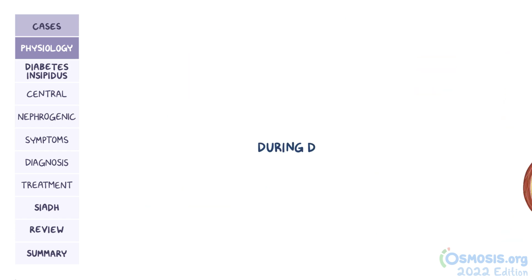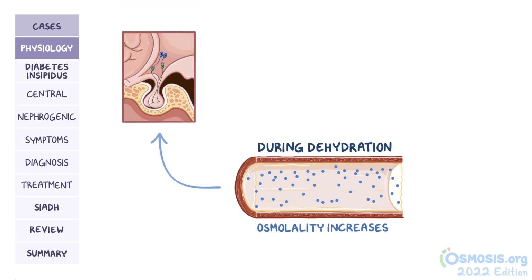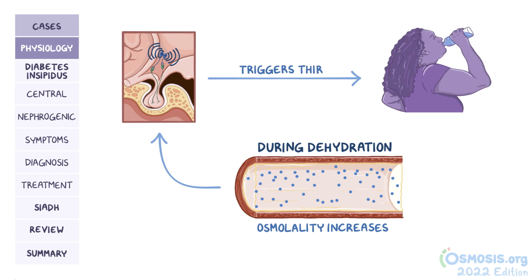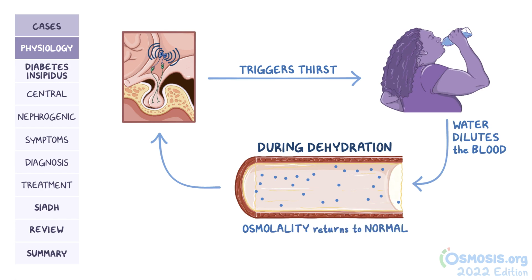Now, during periods of dehydration, there is an increase in concentration of these particles in the blood, and osmolality increases. The osmoreceptors in the hypothalamus sense the change in osmolality, and this triggers the sensation of thirst. The water that we drink gets absorbed and dilutes the blood, bringing the osmolality back to normal.